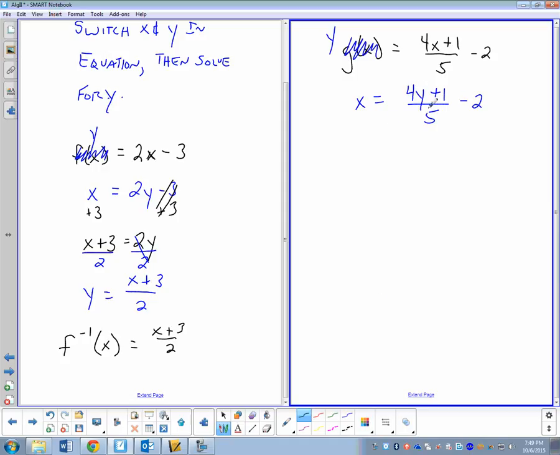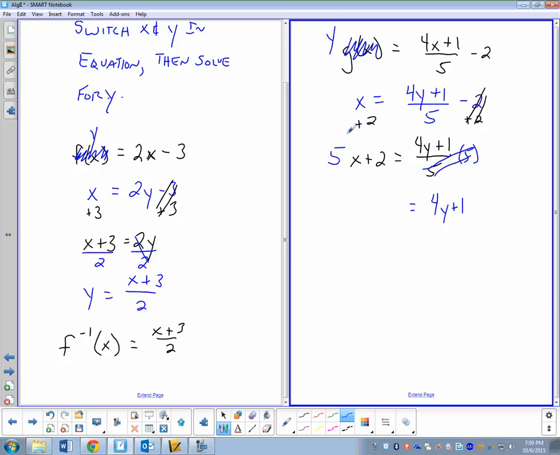So I get this y by itself. That means I've got to get rid of the 4, the 5, the 1, the 2. So who's farthest away? This 2. So I'm going to add 2 to both sides. These 2's cancel out. I get x plus 2 equals 4y plus 1 over 5. Now the 5 is what's farthest away. To get rid of it, instead of dividing by 5, I'm going to multiply by 5 on both sides. Over here, the 5's cancel out, and I'm just left with 4y plus 1.